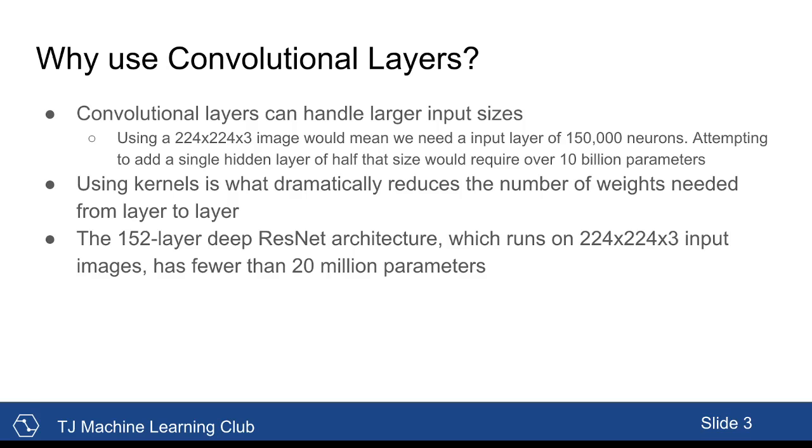The fact that we store the weights in kernels means that we're able to pass the same weights over the whole image. And actually, the 152 layer deep ResNet architecture, a common deep learning architecture used for image classification today, runs on these large 224 by 224 by 3 input images with fewer than 20 million parameters. We were showing before that adding a single hidden layer, half that size, would require over 10 billion parameters, right? Here we're using 20 million, and we have 152 layers. So this is definitely a lot more helpful in the real world.